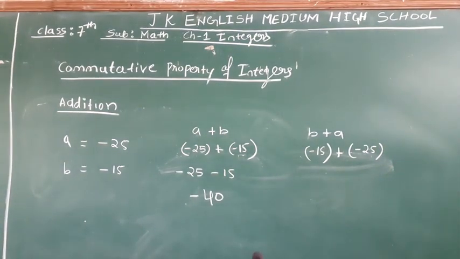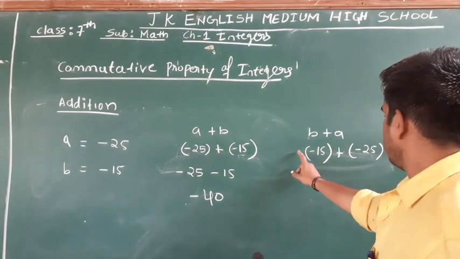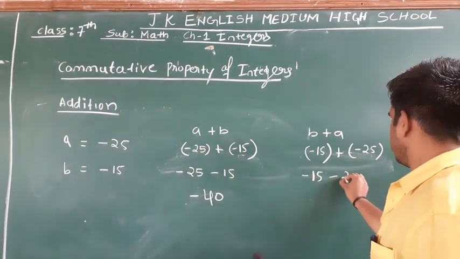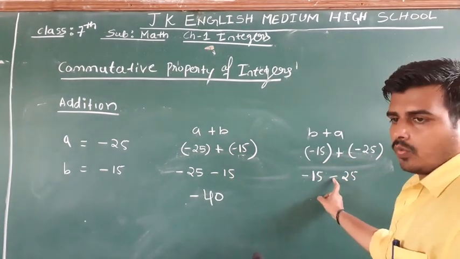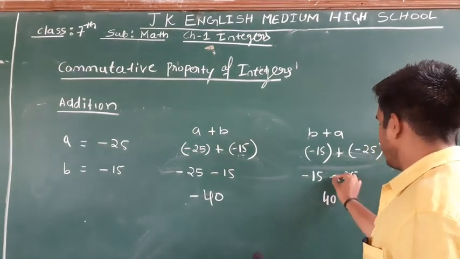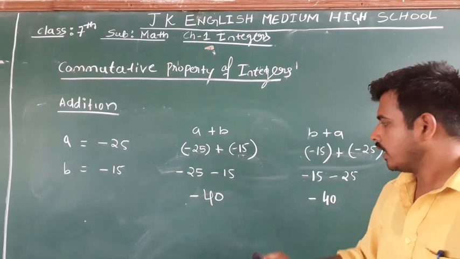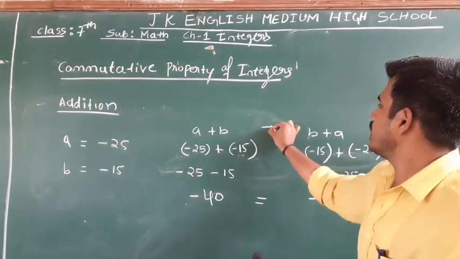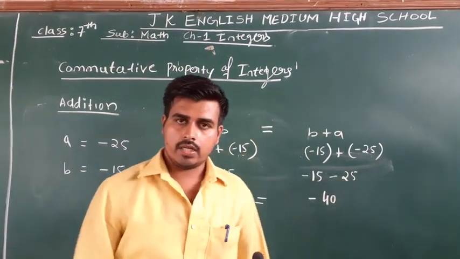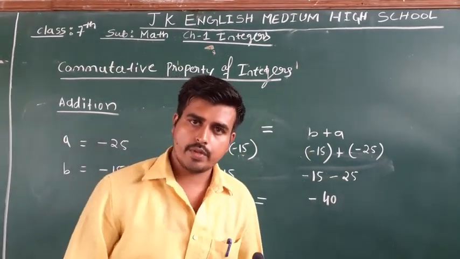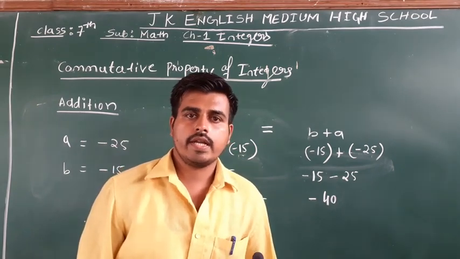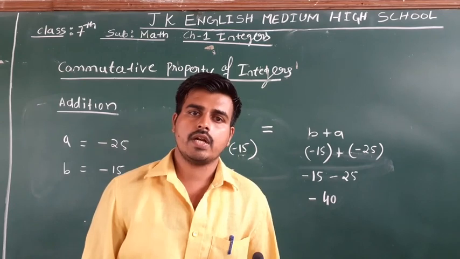Now plus into minus, minus. Both are negative, so you have to add the numbers: 15 plus 25, again it's 40. Greater number sign, minus. Again both are equal, which means in this case also, whether you take two positive integers or two negative integers, integers are commutative under addition.